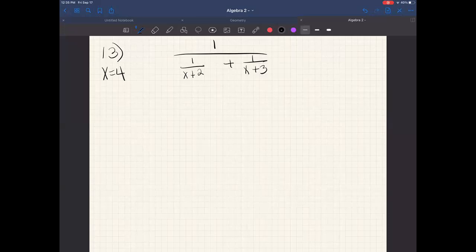So we're doing 4. Now, this we can agree it's a little bit intense to look at a fraction with 2 fractions in the denominator. So I'm just going to focus on the denominator for now, okay? So I'm going to only look at 1 over 4 plus 2, plus 1 over 4 plus 3. Now I'm just going to work with this for now. So 4 plus 2 is? 6. And 4 plus 3? 7.